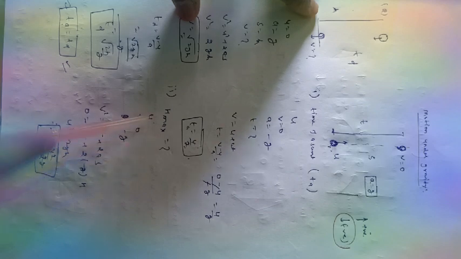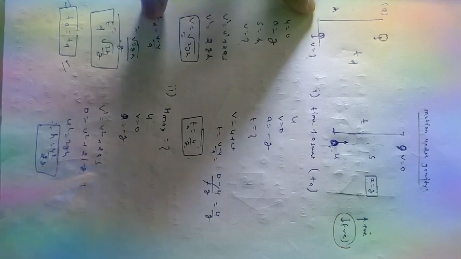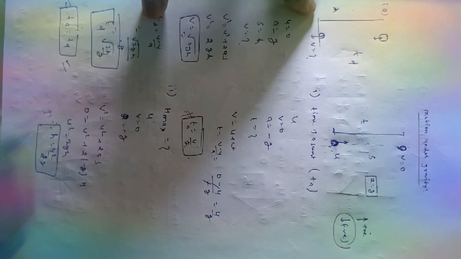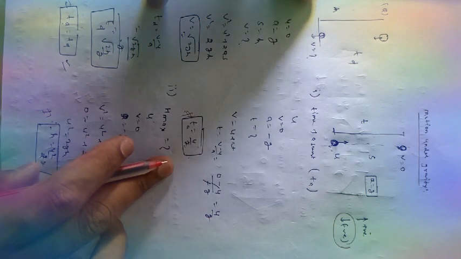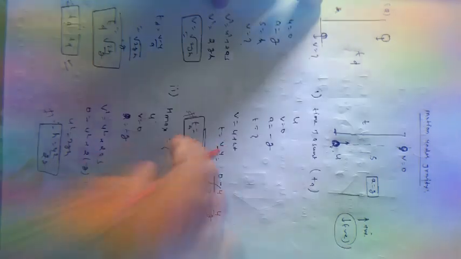Now the second case: what is the maximum height attained by the body? Here the initial velocity is u, final velocity is 0, and acceleration again is minus g. By using the equation of motion, v square is equal to u square plus 2as, where s is the height, and solving, h is equal to u square by 2g. You must remember this formula, because it can save your time while solving problems. So this is all about the motion under gravity in the vertically upward direction.